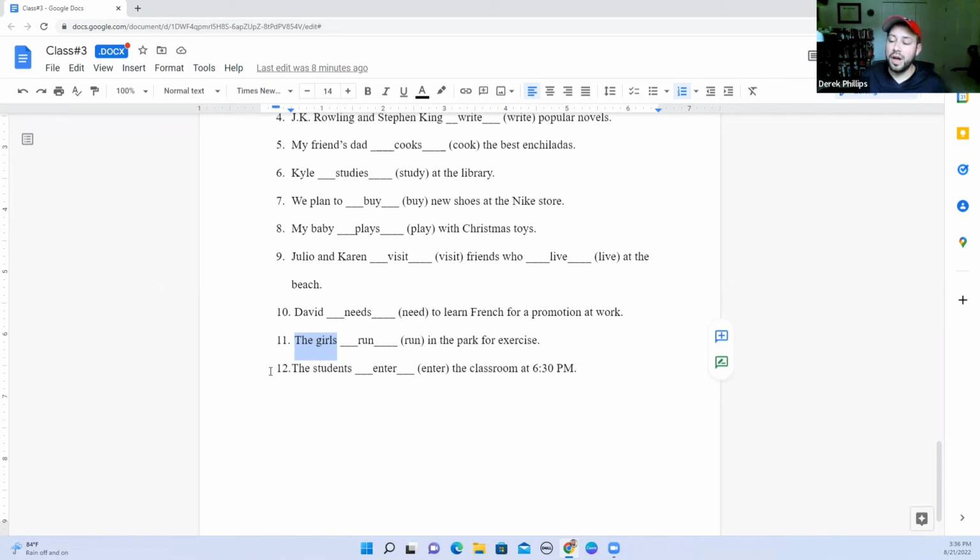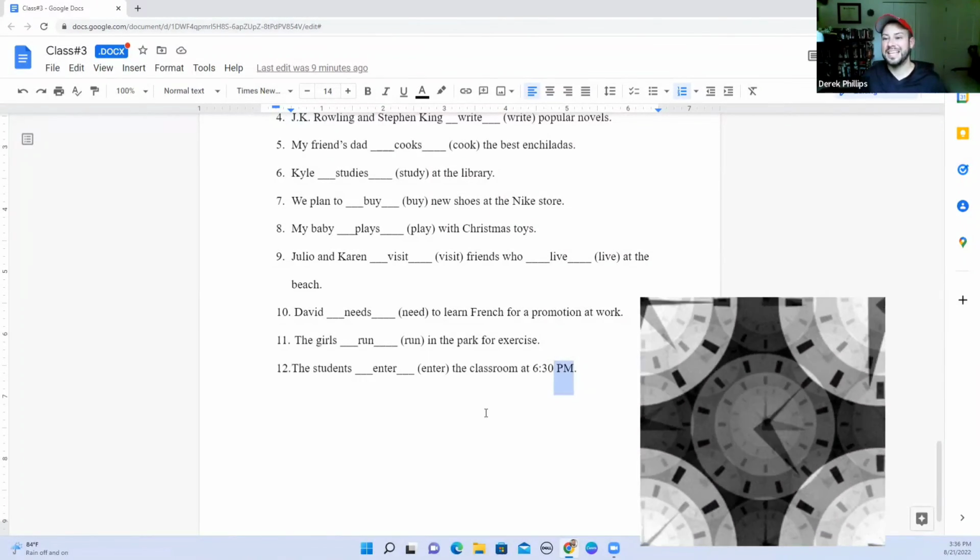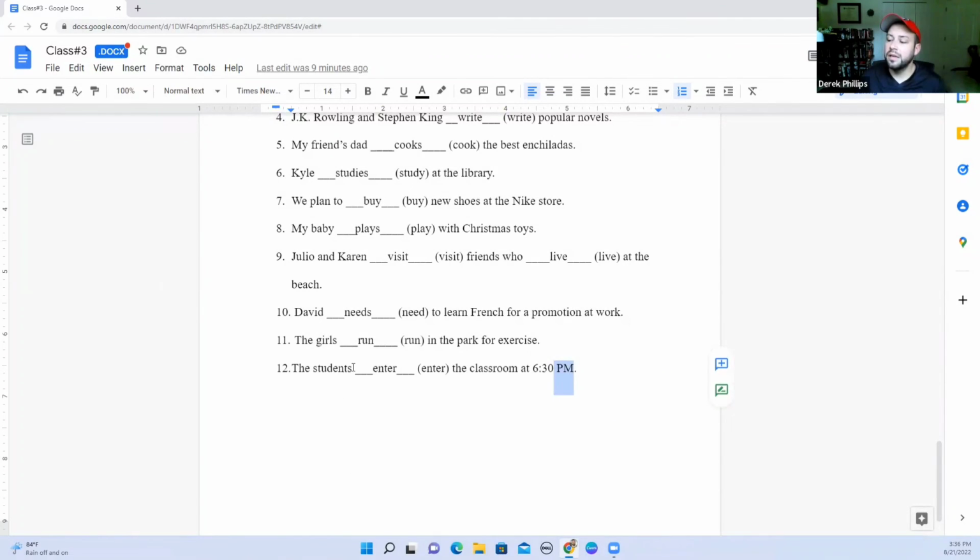And number 12, our final example, the students enter the classroom at 6:30 p.m. Ooh, a night class, evening class. Again, we can use they here. We want to describe a group of students, plural, multiple. So we say they enter, the students enter. No need for S here.